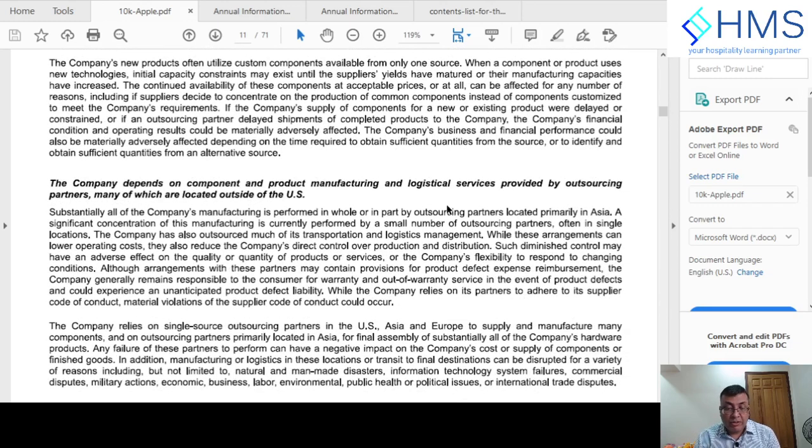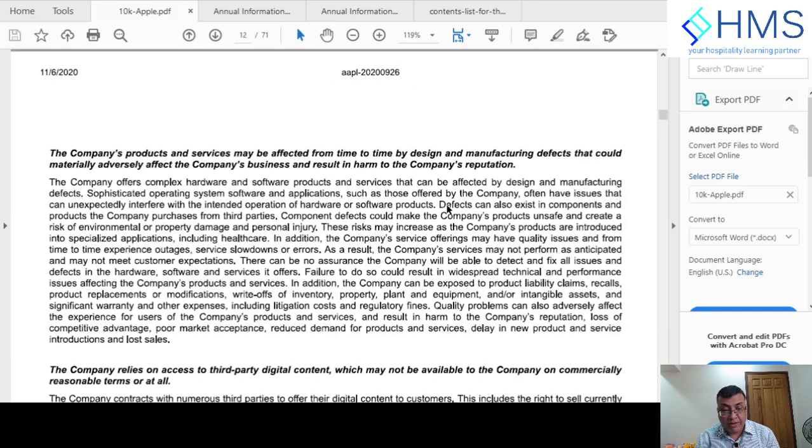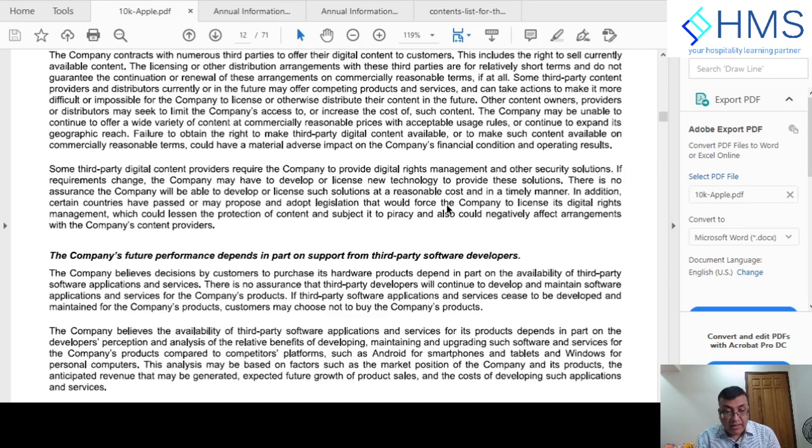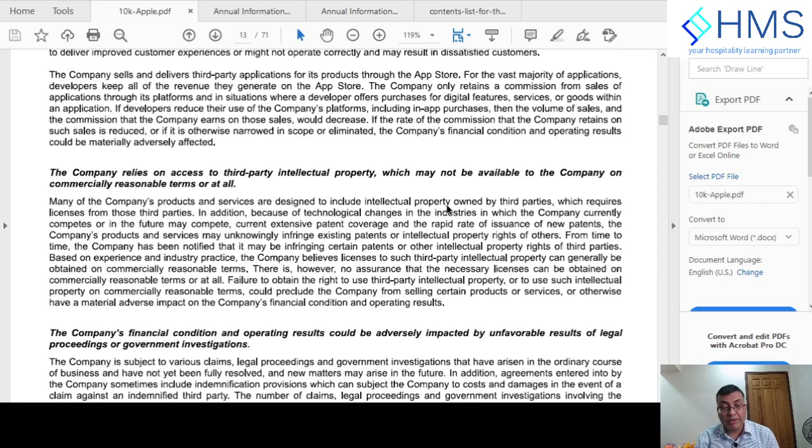The company depends on outside partners for component and product manufacturing and logistics services. It may be affected from time to time by design and manufacturing defects that could materially impact the business. And also the future performance depends in part on support from third party software developers.